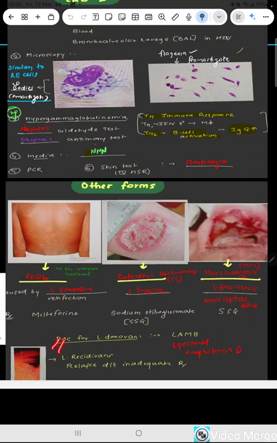Then drug of choice. So the drug of choice for Leishmania donovani is L-AmB, that is liposomal amphotericin B, and Leishmania recidivans is the relapse that happens because of inadequate management or treatment.